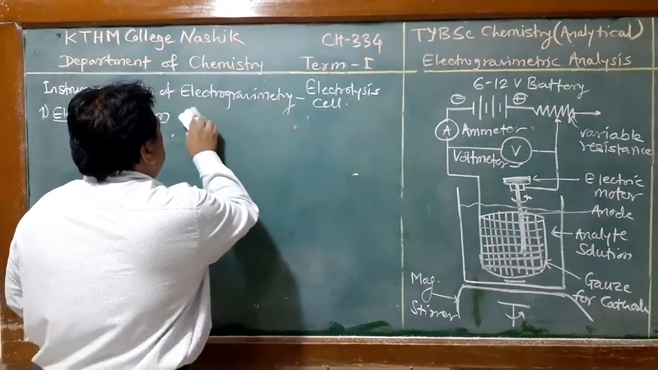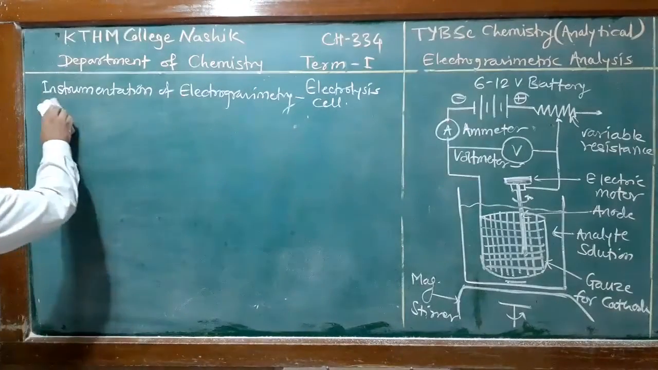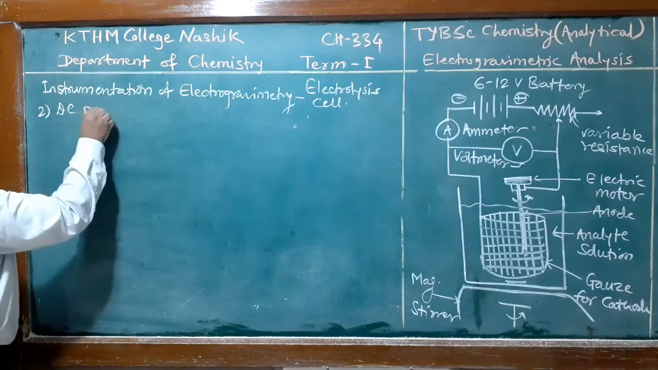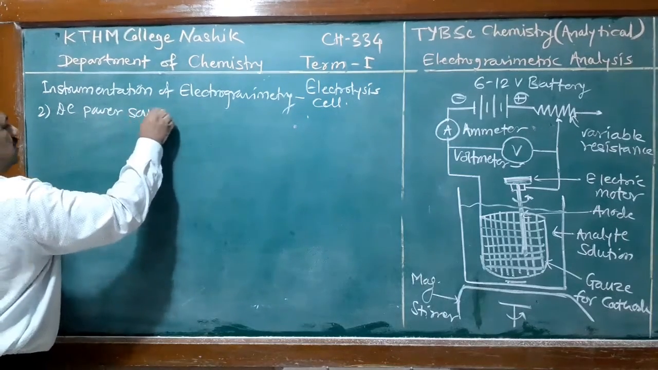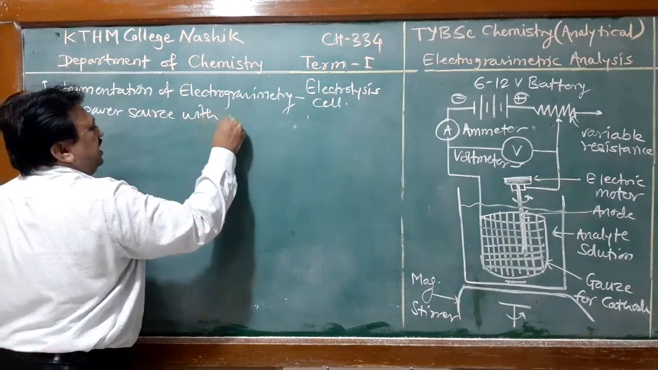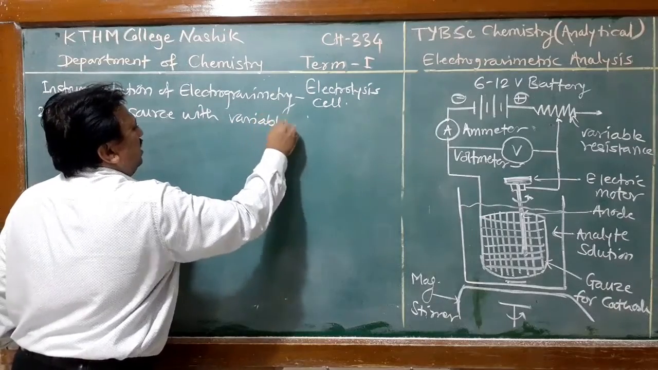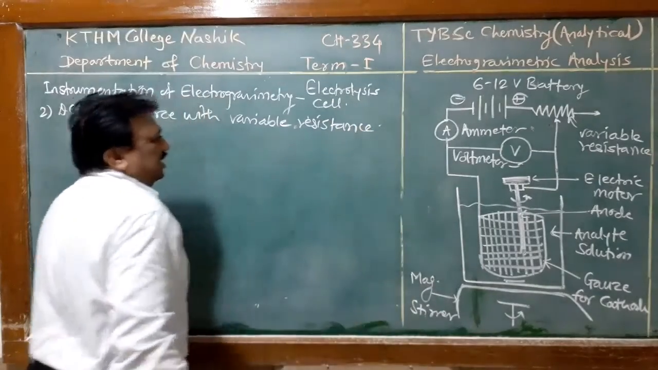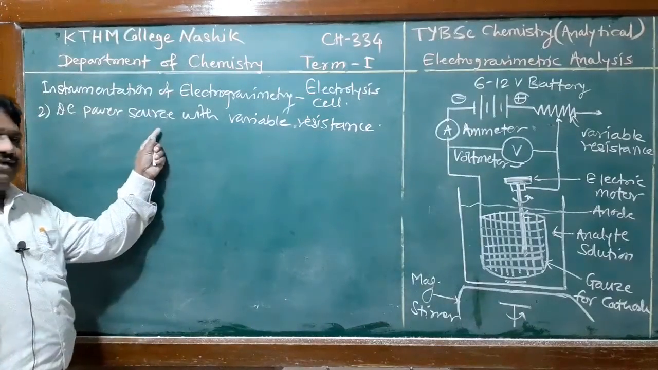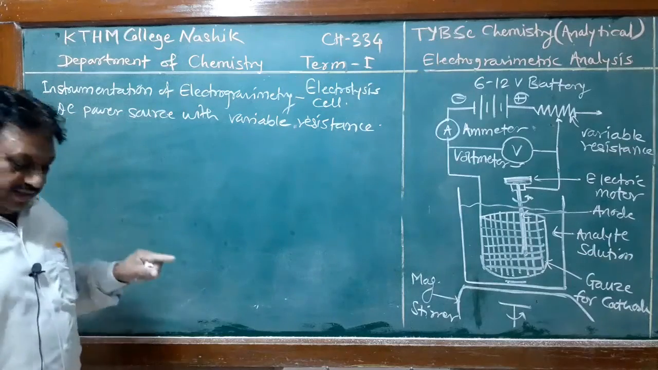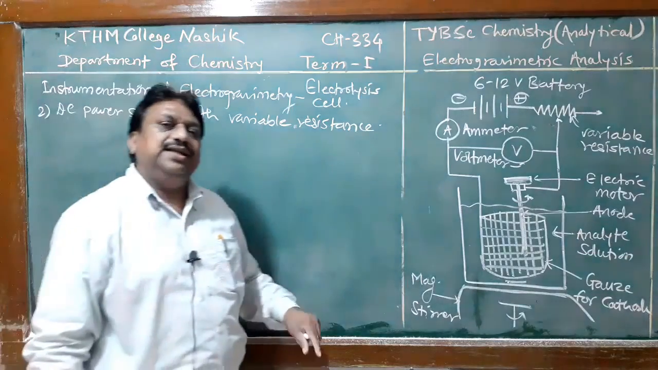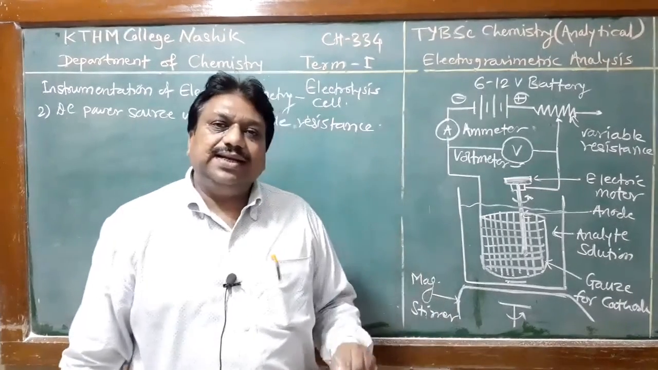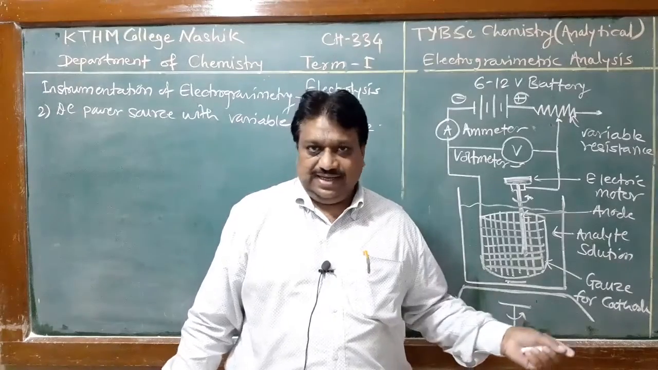Now the second component is a DC power supply. The second one is a DC power supply or power source with variable resistance. There is also an ammeter and voltmeter connected in the circuit. Here always, not generally, always a direct current is required for the electrode deposition process. Alternating current does not give the deposition of analyte.